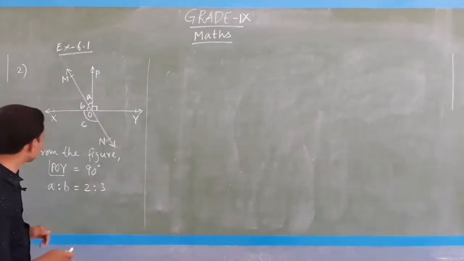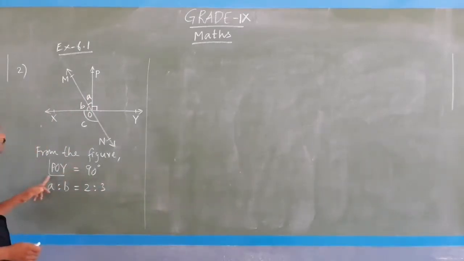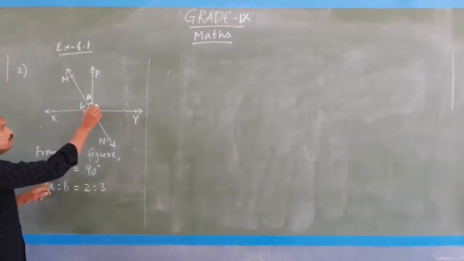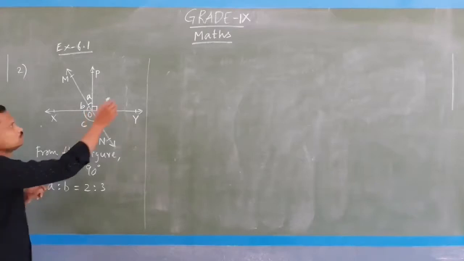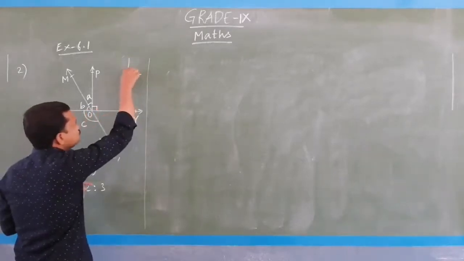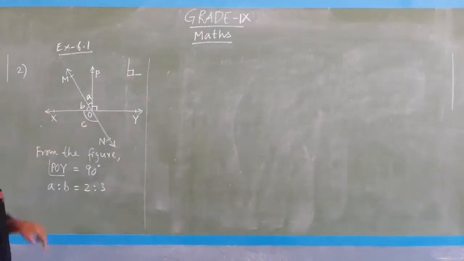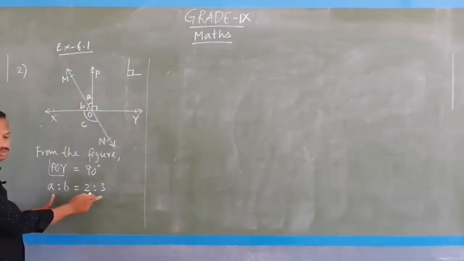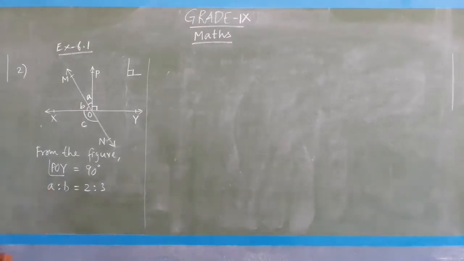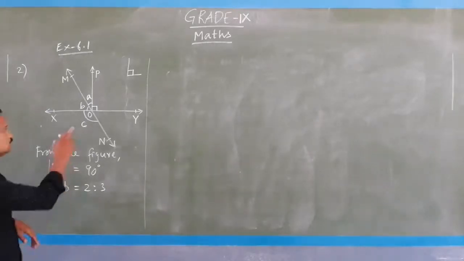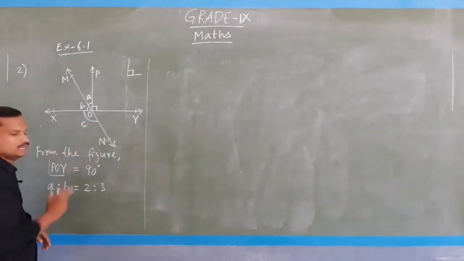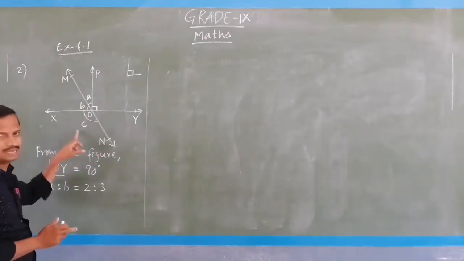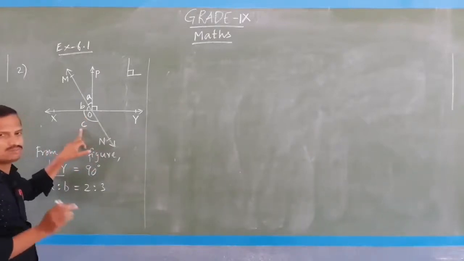Okay. And now from the figure it is given that angle POY, the mark is given, this mark represents 90 degree. Okay. You know that this is 90 degree. So, it is given there. So, you have to take POY angle is 90 degree and the ratio of angle A and angle B is given 2:3, and we have to find AB, and also C. So, the question is to find the angle C. C is this angle, what? XON, that angle is C. So, angle C you have to find, that is the question.